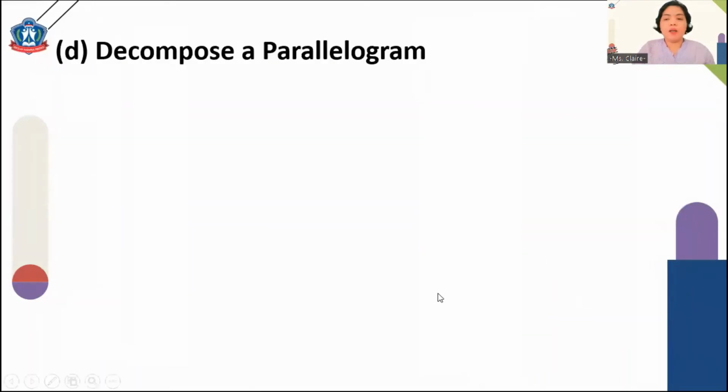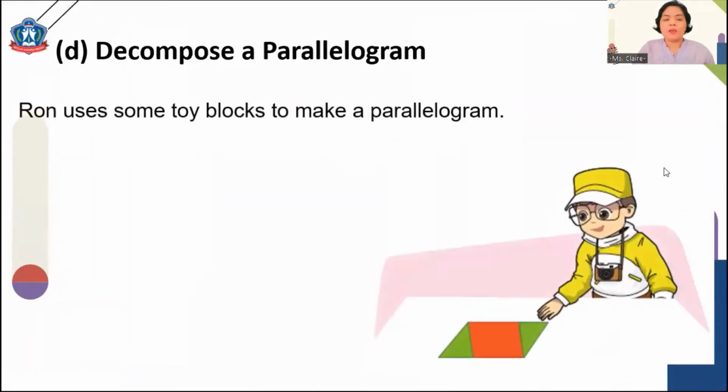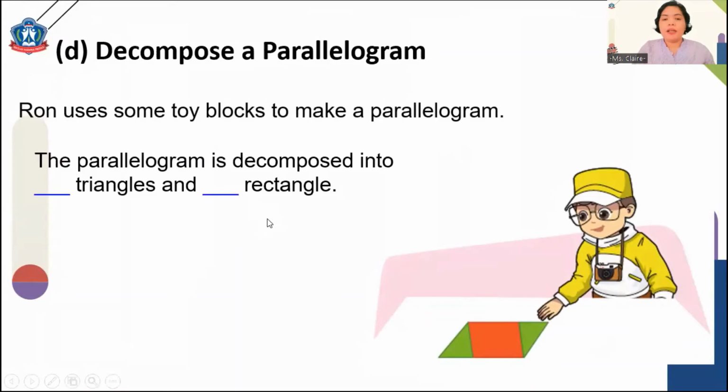Now, let's decompose a parallelogram. Ron uses some toy blocks to make a parallelogram. Take a look at the picture. The parallelogram is decomposed into how many triangles? Can you find? Yes, there are 2 triangles and 1 rectangle. This is a triangle. There are 2 and 1 rectangle.